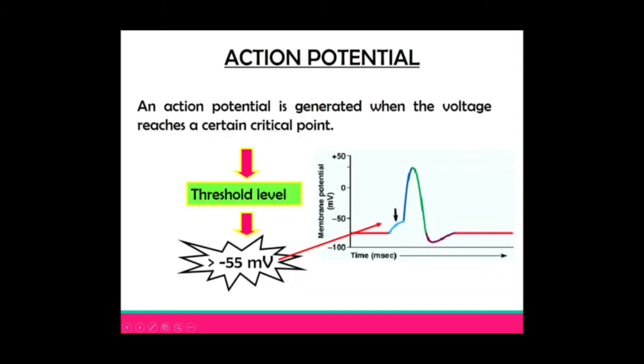An action potential is generated when the voltage reaches a certain critical point. An action potential is sometimes called a spike because of its spike-like recorded appearance. A threshold level value is the lowest level of stimulus that will trigger an action potential.